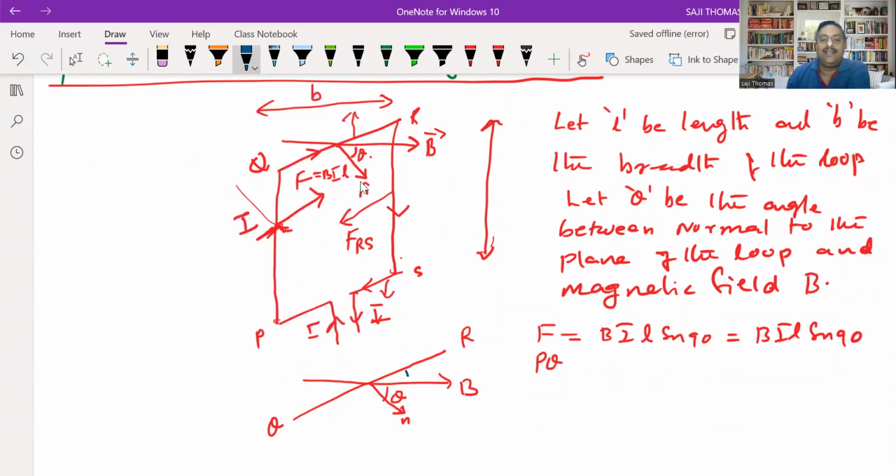When you find out this angle, see the angle marked by that blue line. This will be 90 minus theta, right? And this angle will also be 90 minus theta, correct? And the force on the side PQ will be in this direction. F is BIl. From the diagram, force at the side RS will be in this direction.